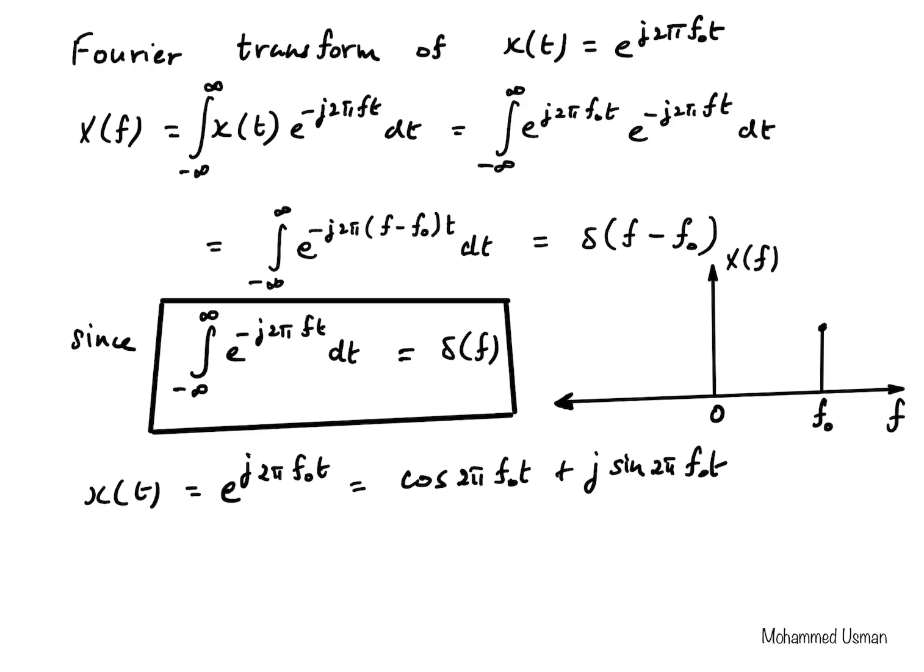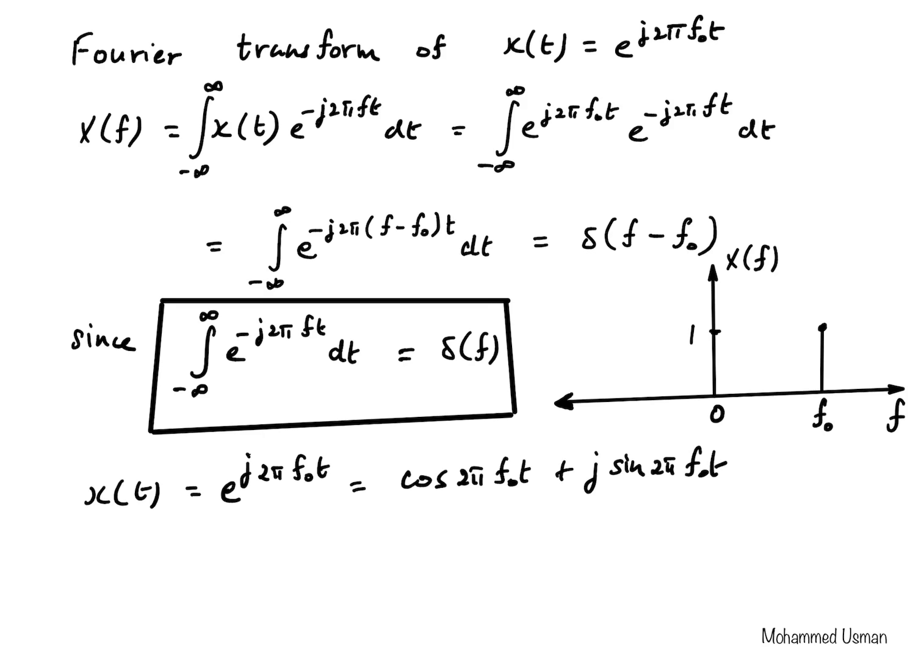So basically what we notice is it's an impulse at only f naught, because that's the frequency present in that signal. What the Fourier transform tells us is what frequency components are present in the signal and what is the amplitude of that frequency component. So at f naught we have an impulse of height 1, because the amplitude here is 1. So this height here is 1. If the amplitude was 5, then the height of this impulse would be 5. If it was 2, then the height would be 2.